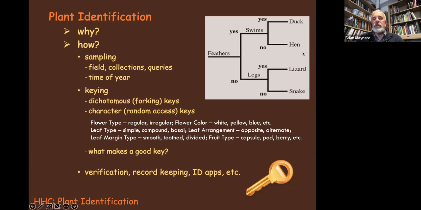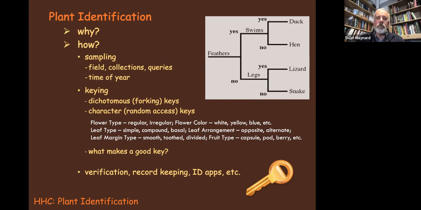Leaf margin type, whether it's smooth, toothed, or divided, and fruit type as well. All of these things can contribute to a very quick narrowing down of all the possible plants to the ones that we're interested in. So the main thing that I hope you'll gain out of this is that there are a lot of field guides out there, some of which are more useful than others.